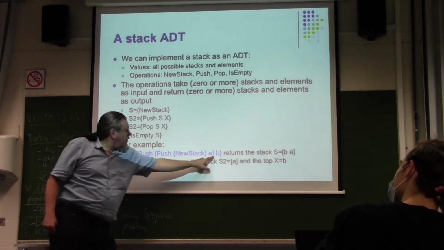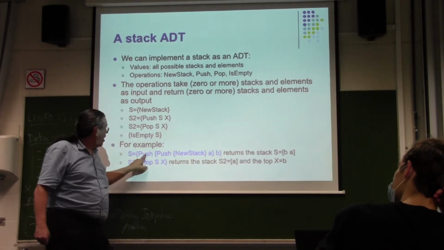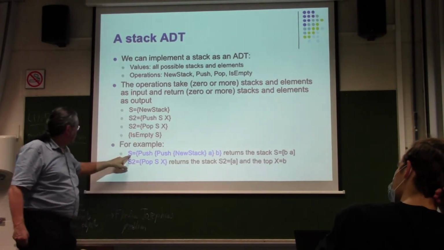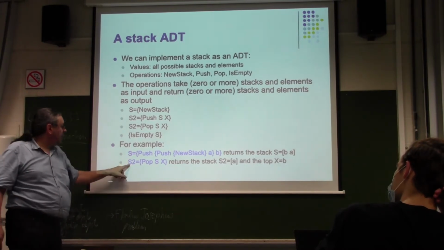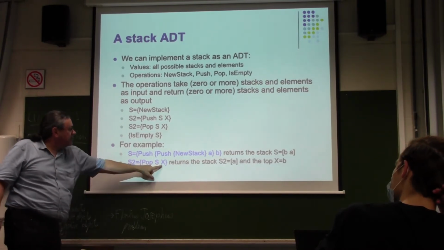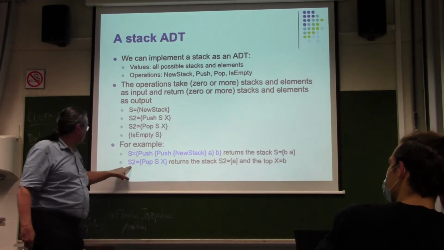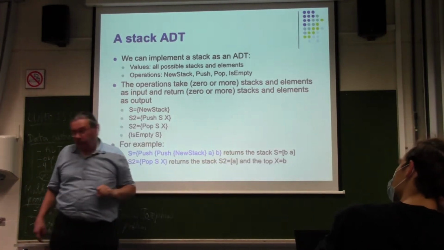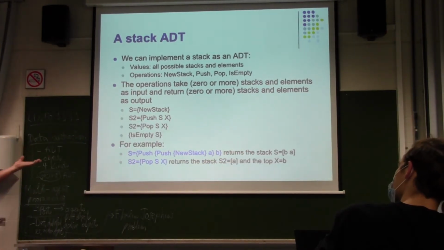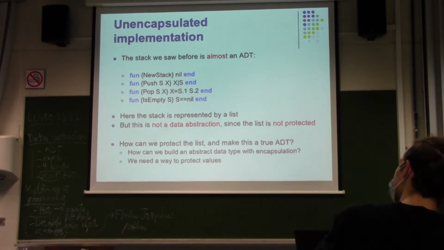So then you can do these kinds of operations. I take a new stack, I push A, I push B, and the stack S will be B A, B on top. And if I do pop S X, then X will be the top. It will be B, and the returning stack will be just A. Here I'm representing them as lists. So this is the stack as an abstract data type, okay?